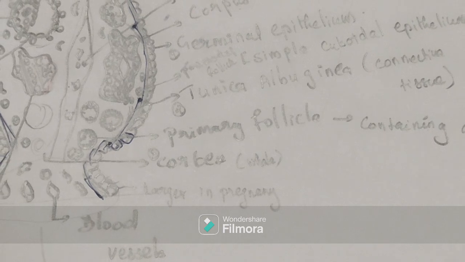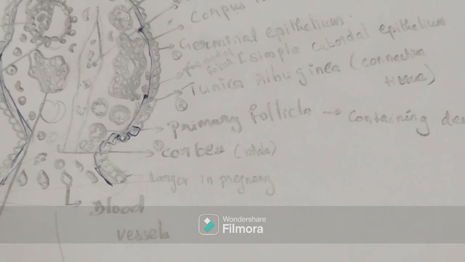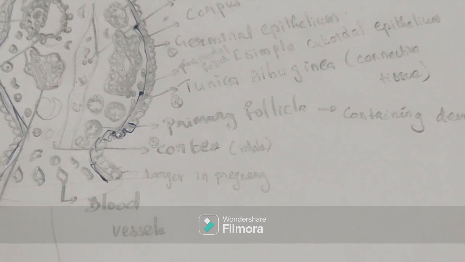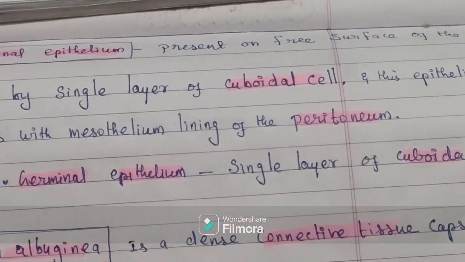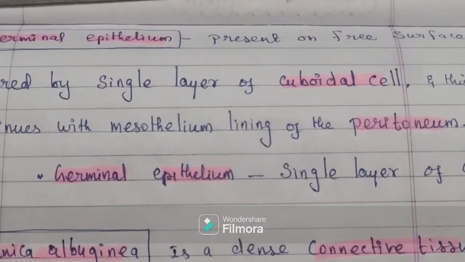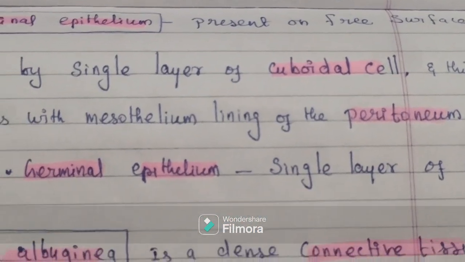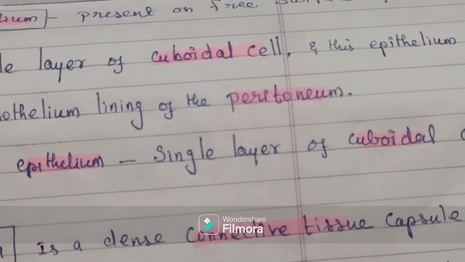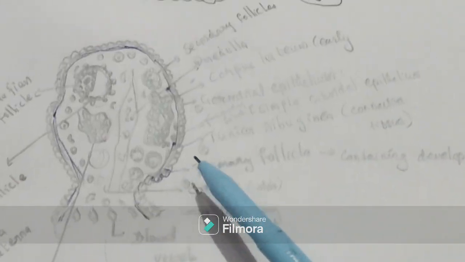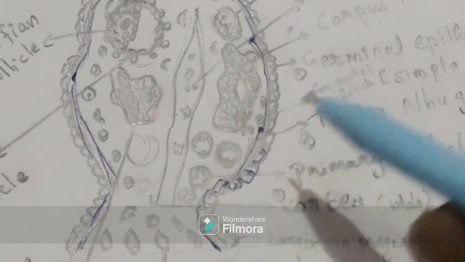This germinal epithelium is continuous with the mesothelium lining of the peritoneum. Germinal epithelium is nothing but a single layer of cuboidal cells. So the cells here are called cuboidal cells.